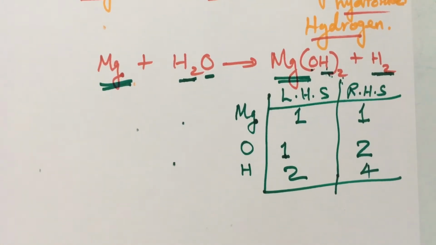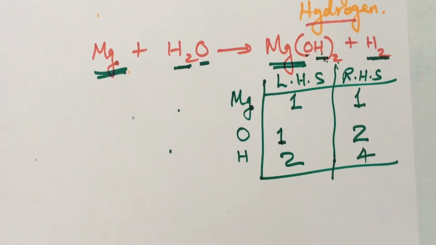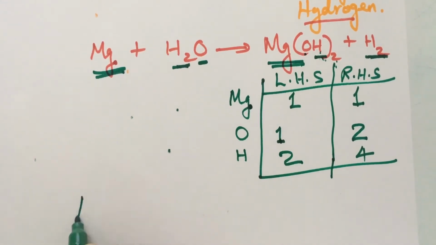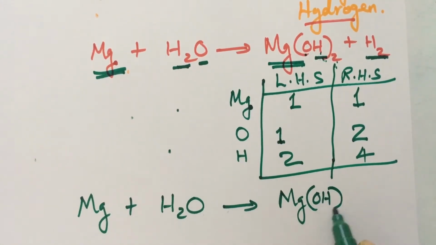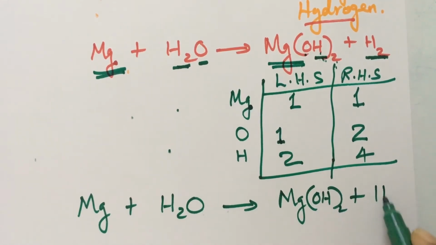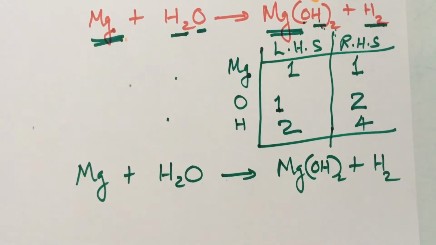Now our next task is to balance this equation, that is Mg plus H2O gives Mg(OH)2 plus H2. Now children, the most complicated formula in this equation is Mg(OH)2, isn't it? The equation is balanced with respect to Mg.